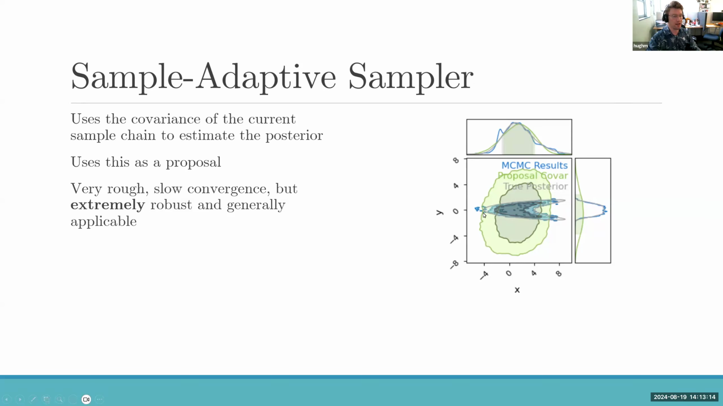You can see here we've got a non-Gaussian posterior, and here is its best but conservative guess for what that posterior looks like, and the blue points are then being drawn from there and then accepted or rejected based on the actual probability.